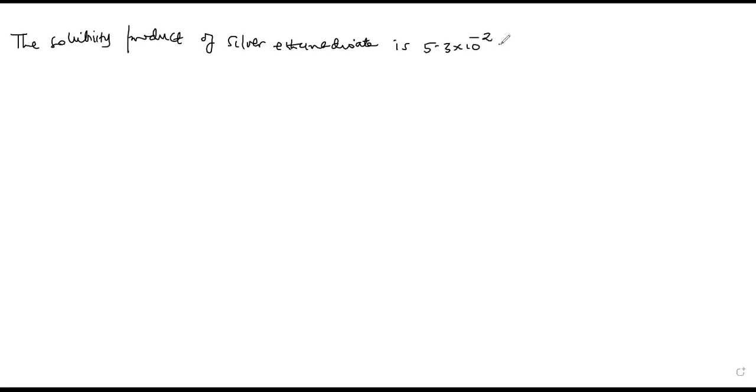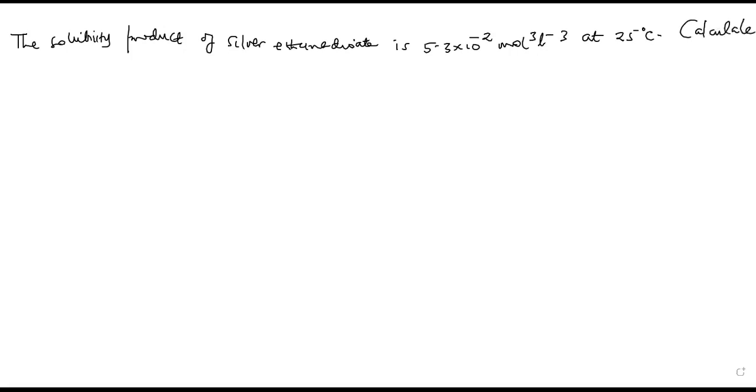Let me make it shorter. The solubility product of silver ethane dioate is 5.3 times 10 to the power -2 moles cubed per liter cubed at 25 degrees Celsius.